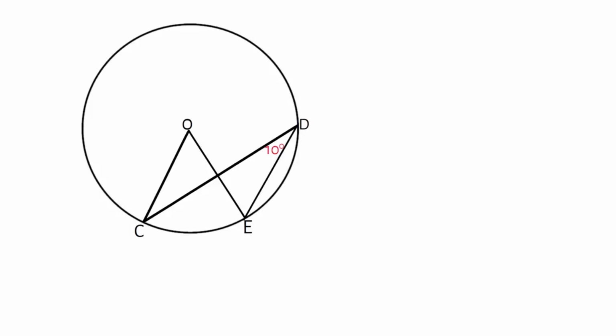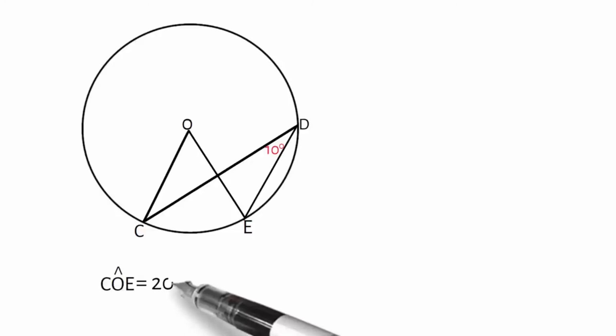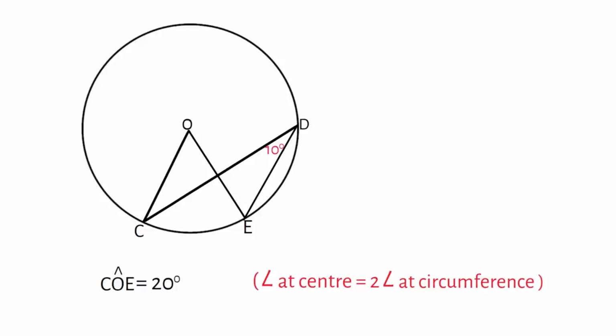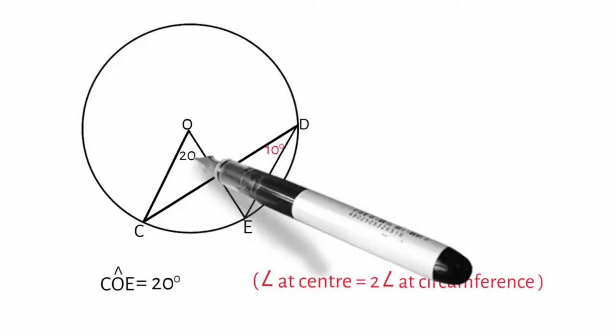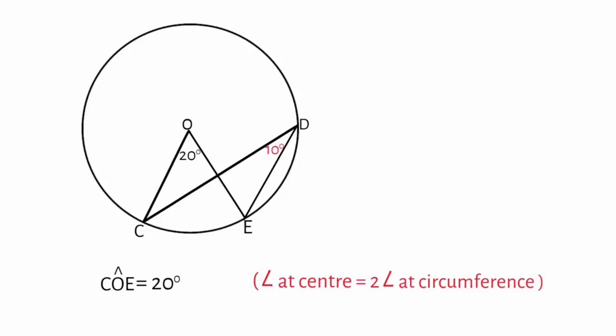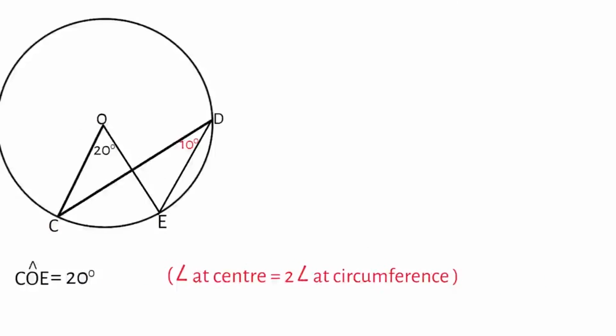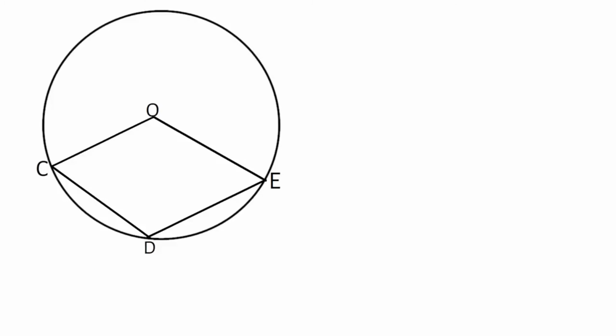So over here we're given angle D, which is 10 degrees, to figure out our center, which is the angle COE. And this angle COE is 20 degrees. Reason being, angle at the center is 2 times the angle at the circumference. So we multiply the angle at the circumference by 2 as the theorem goes, and the center angle is obviously bigger.